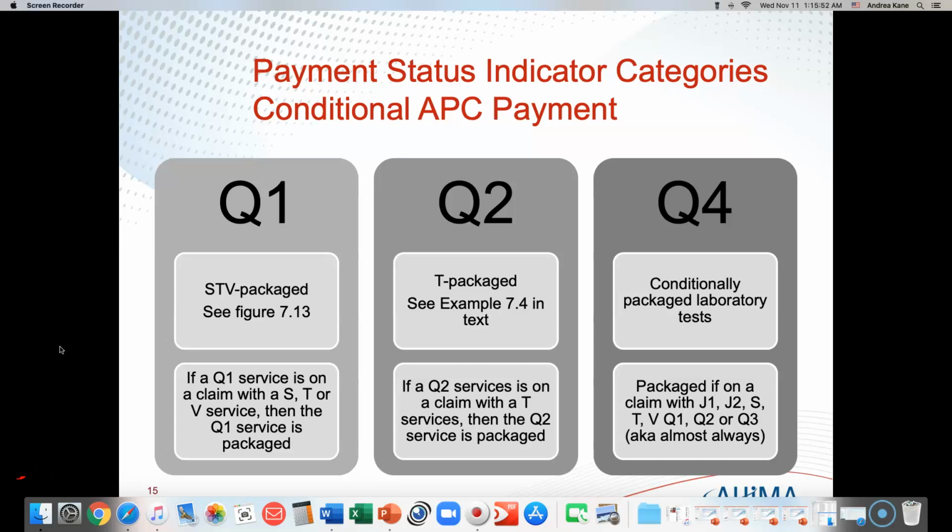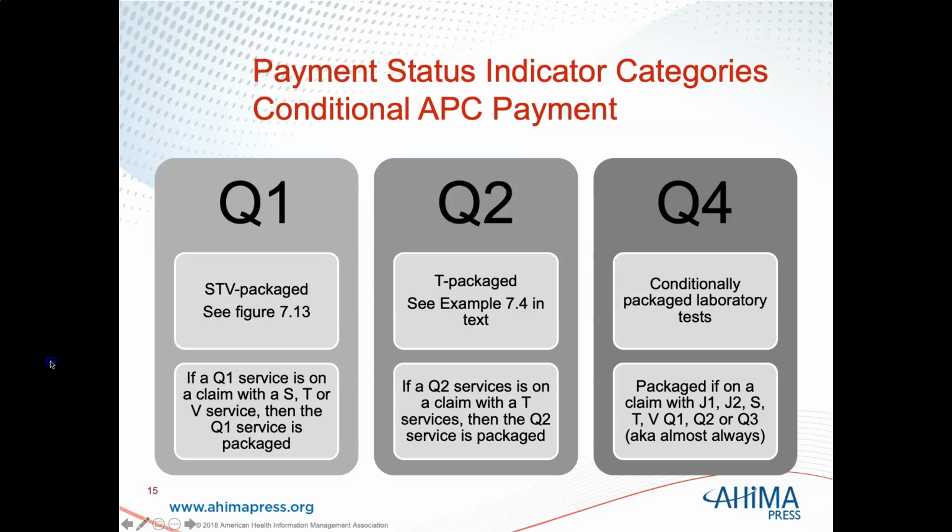Because the hip x-ray is conditionally packaged and performed with a T procedure, payment is only made for the dislocation treatment. Theoretically, the reimbursement from Medicare for the dislocation treatment should be high enough to cover the x-ray, theoretically. Emphasis on the theoretically. And that's just my pithy response from the real world.